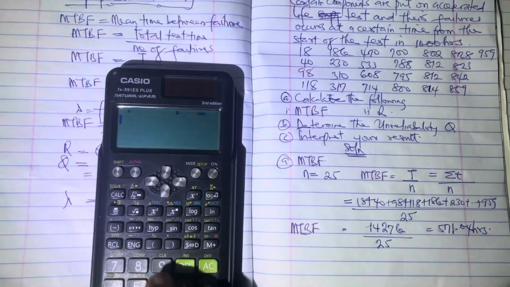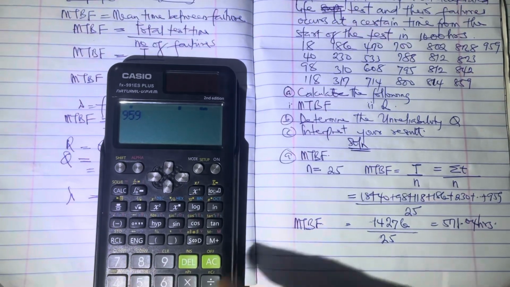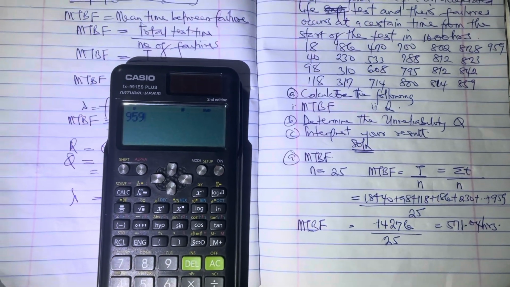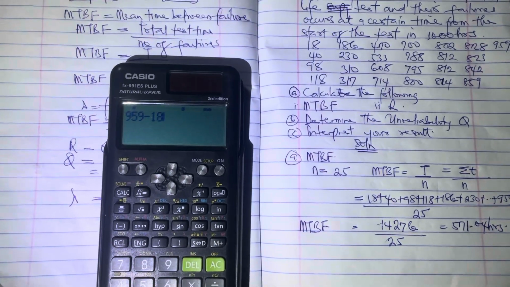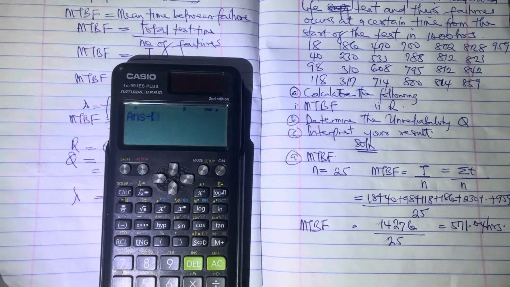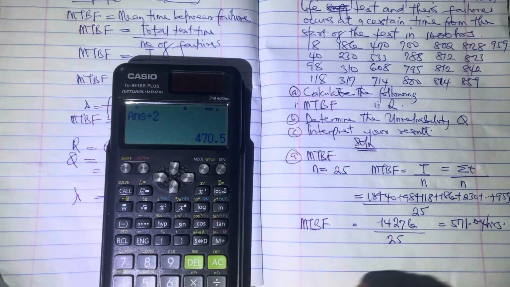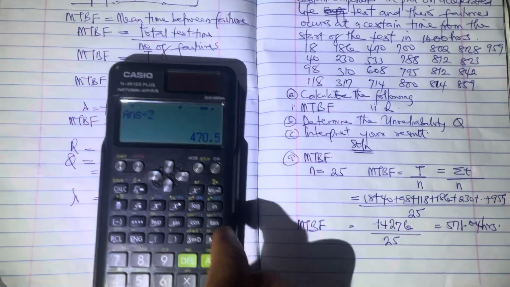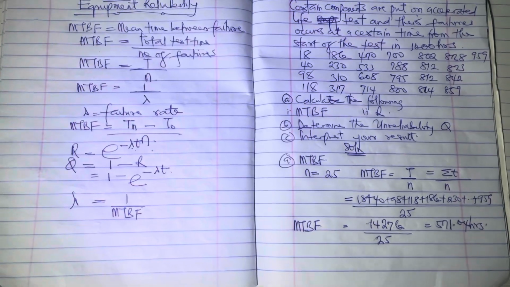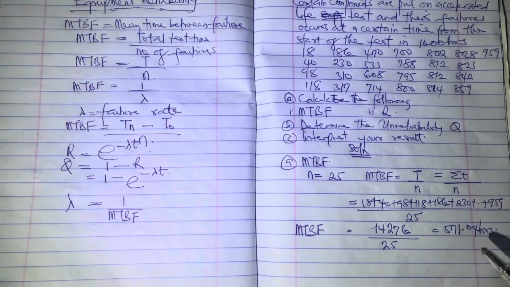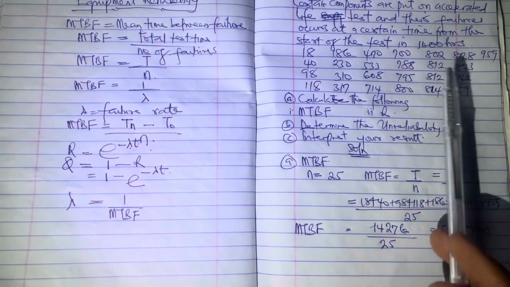So if we say, just for instance, 959, minus the smallest value, which is 18, then divided by 2, we are still not going to get that value. We are going to get 470.5. So it's sacrosanct, it's important for us to note that if you're giving all the values, just add and divide by 25.